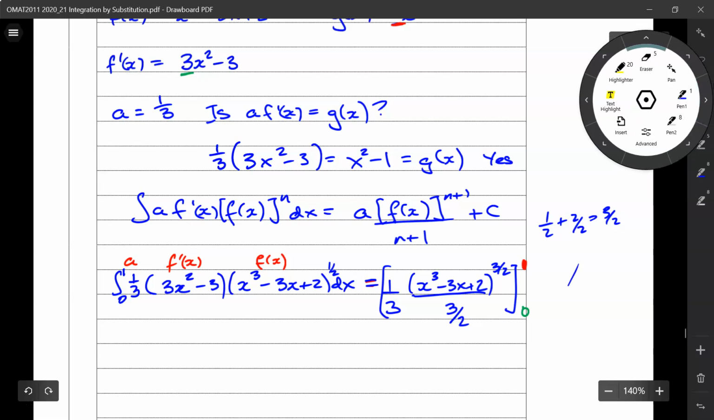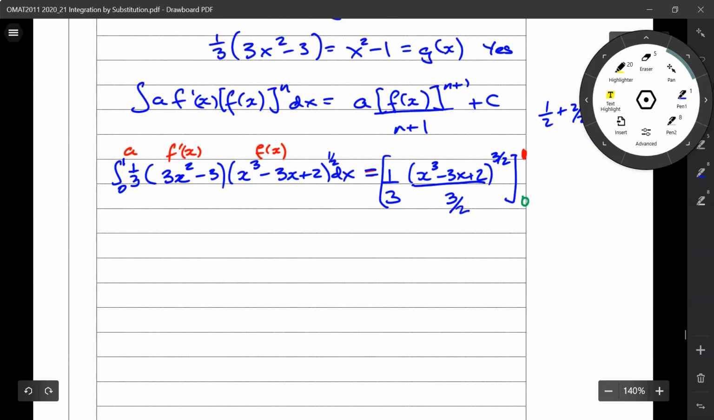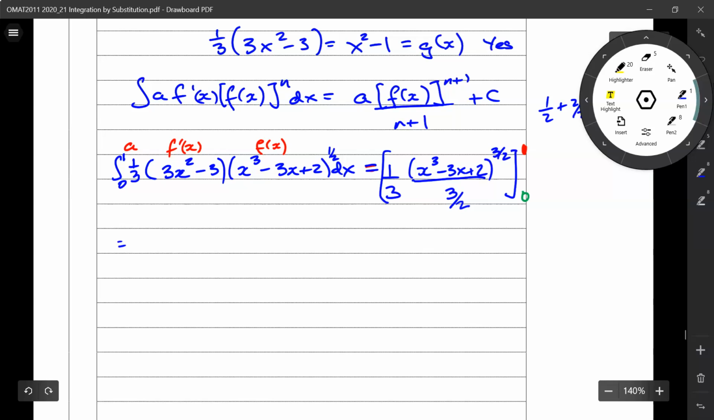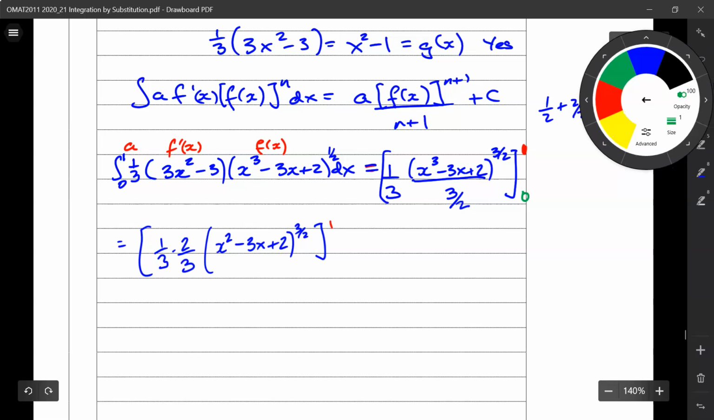So if I bring it down here, first of all, before I do that, I will take our 1/3 divided by 3/2 and rewrite it. So it's 1/3 multiplied by 2/3. So 1/3 divided by 3/2 is the same as 2/9 times x cubed minus 3x plus 2 to the power of 3/2. And that's going from 1 to 0. So if I keep going here, that gives me 2/9.